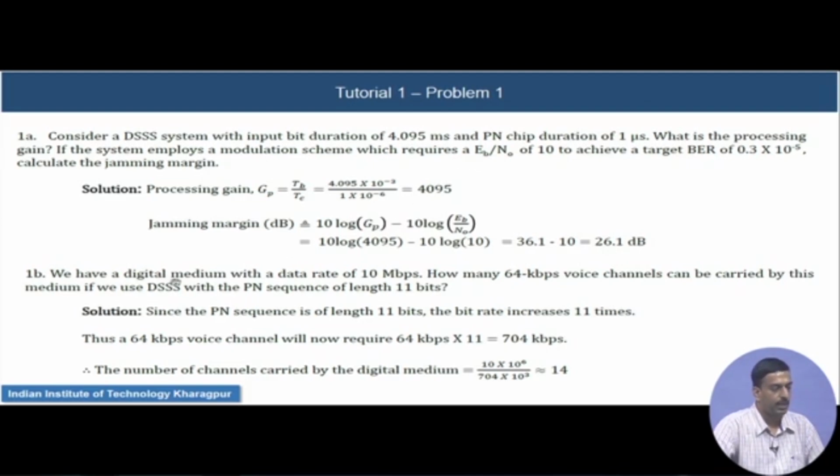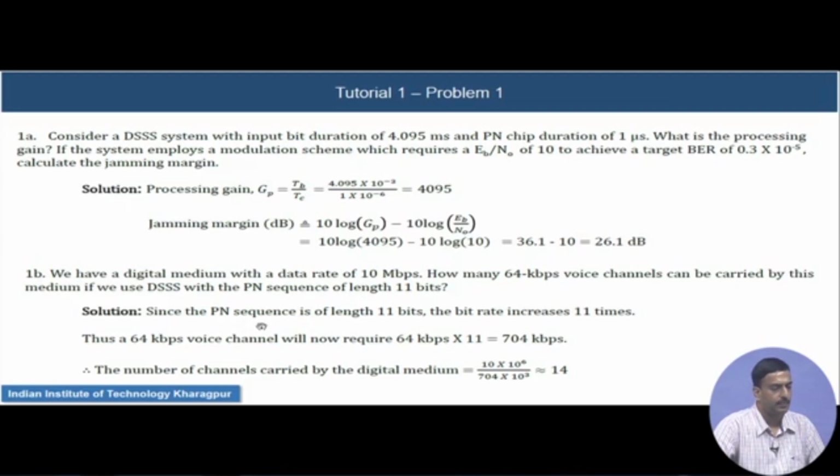In the next problem, we have a digital medium which is specified to have a data rate of 10 megabits per second. The problem that we need to solve is to find out how many 64 kbps voice channels can be supported if we employ DSSS with a PN sequence of length 11 bits, which is something like a Barker sequence.